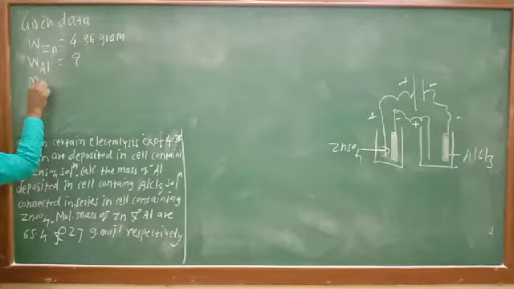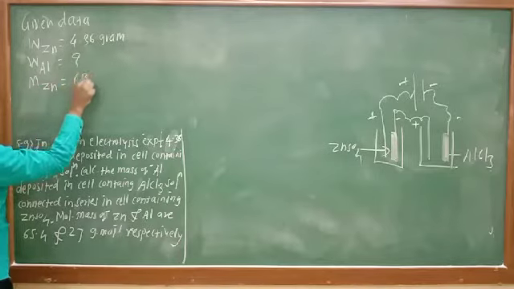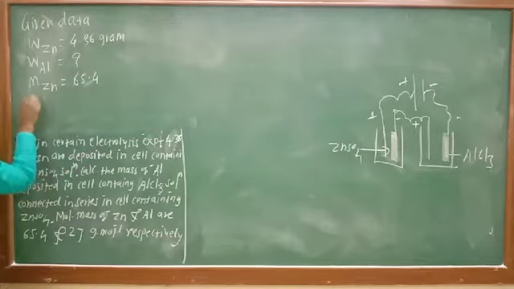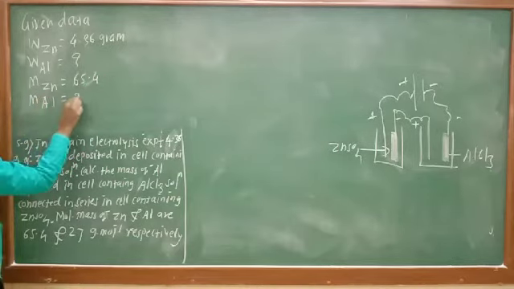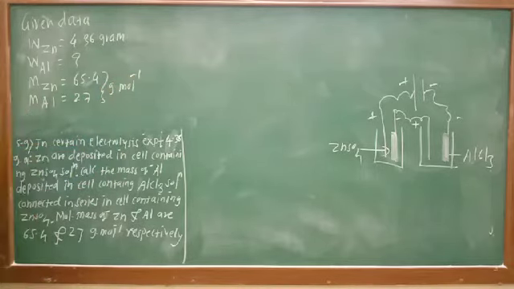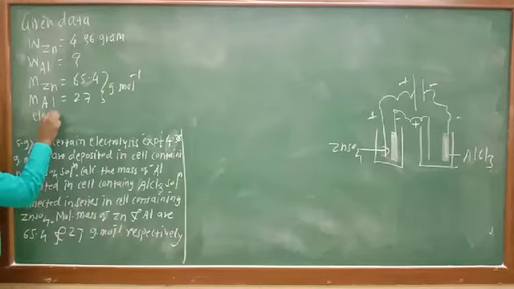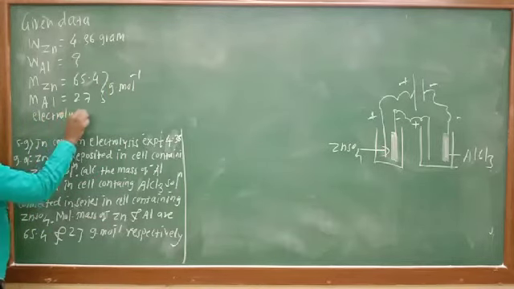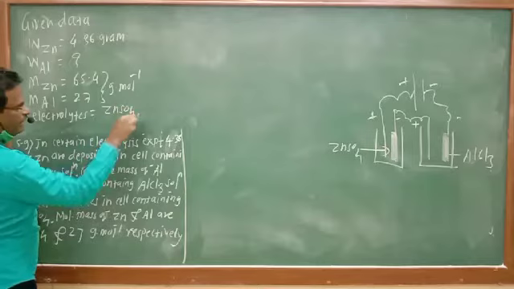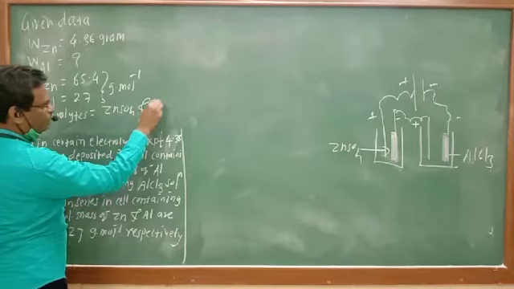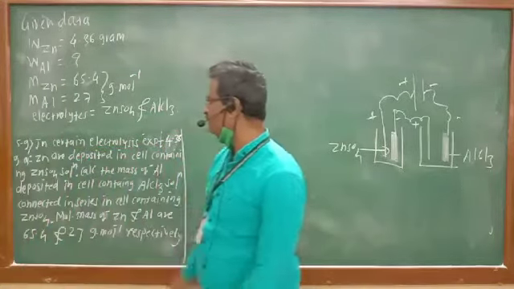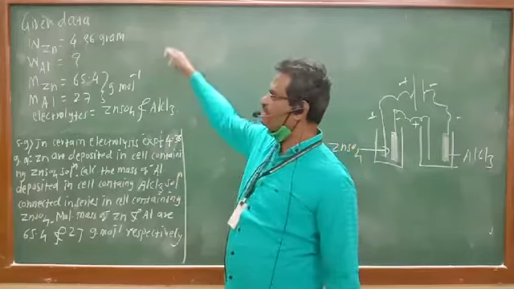Then molar mass of zinc is given as 65.4. Molar mass of aluminium is given as 27. The unit is gram per mole for the molar mass, and the electrolytes are given. Two electrolytes are given. Electrolyte of zinc is zinc sulfate, and electrolyte of aluminium is aluminium chloride. This is the data given in this problem.